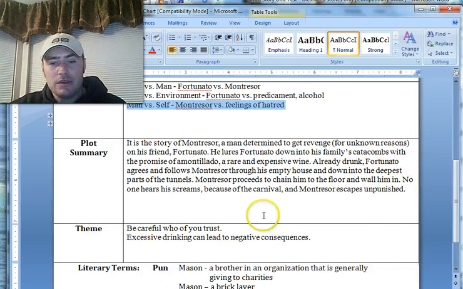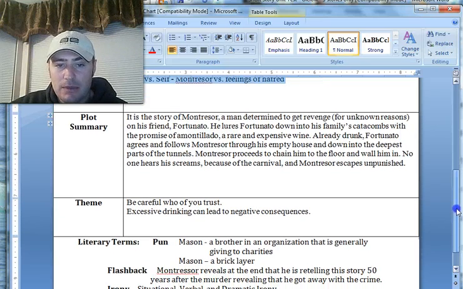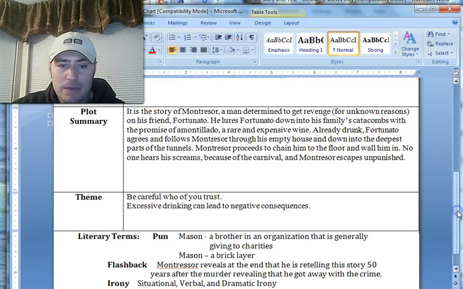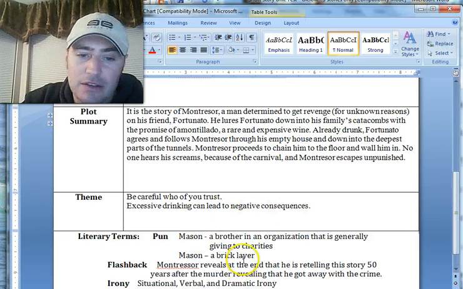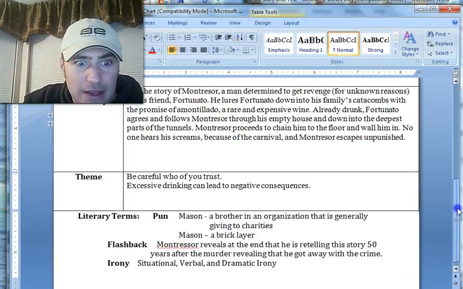The theme of this story, two themes that are very important. Be careful who you can trust. Be careful with strangers. It's another one of those types of stories. And excessive drinking can lead to negative consequences. Be careful when you make decisions like that.